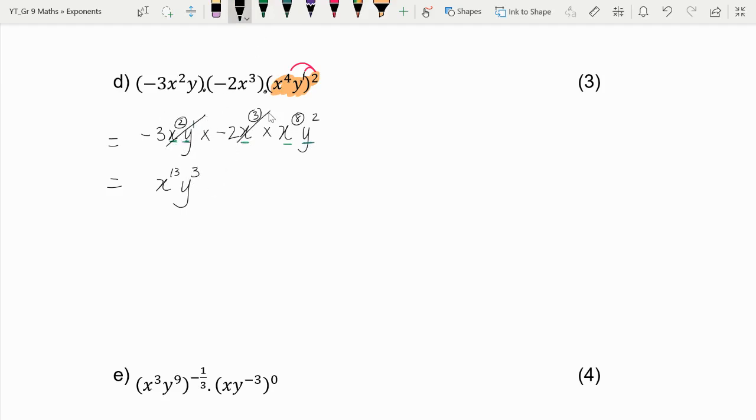So we dealt with those bases of x and y. There's just a coefficient of 1. And if we multiply the -3, -2, and the +1, that will give us +6. And there we're done.